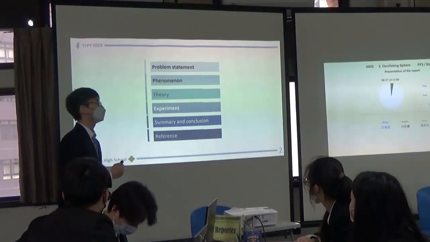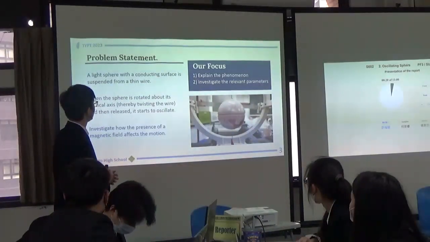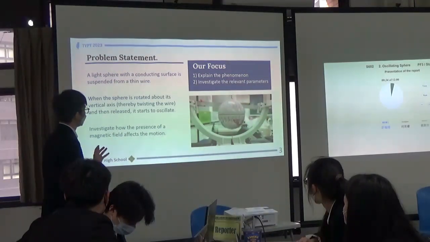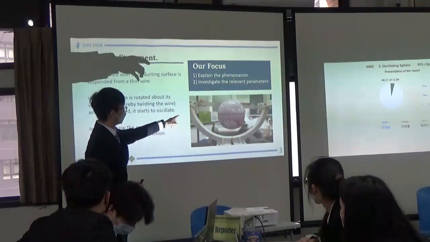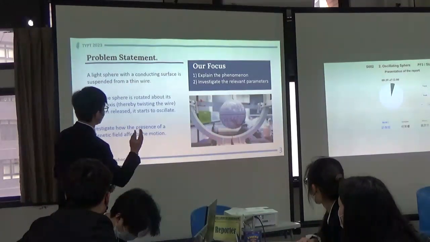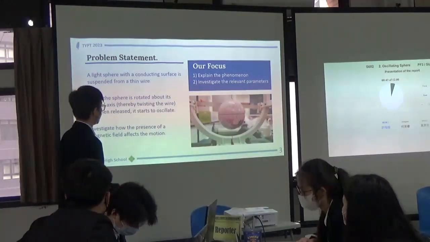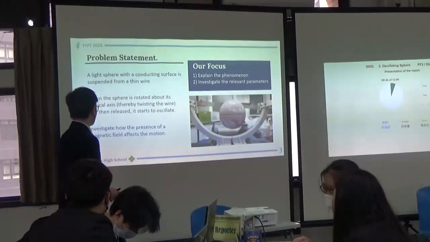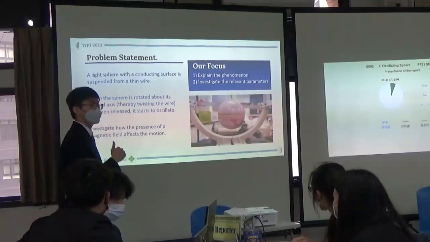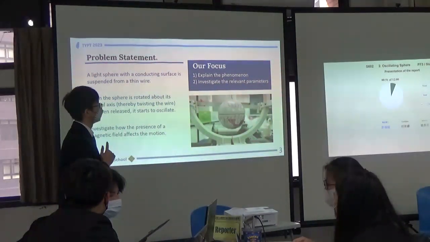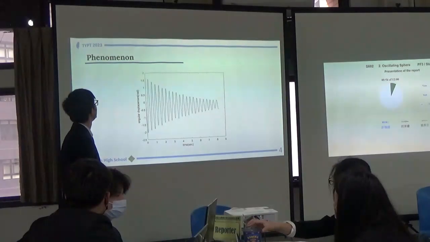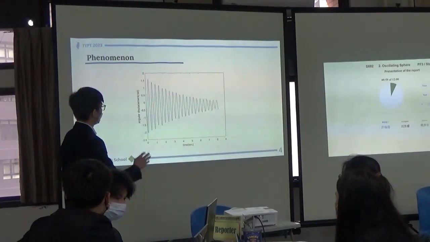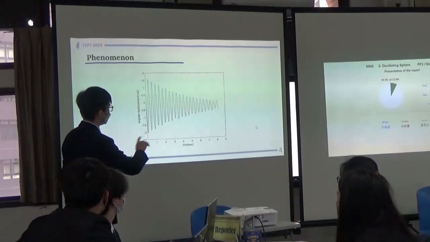lastly, the reference. So for the problem statement, it says a light sphere with a conducting surface is suspended from a thin wire, where you can see it on the GIF. And when the sphere is rotated about its vertical axis, thereby twisting the wire, and then released, the sphere will start to oscillate. And our focus is to first explain the phenomenon, and second, investigate the relevant parameters. So here, the phenomenon is pretty clear that the oscillation decreases as time goes.